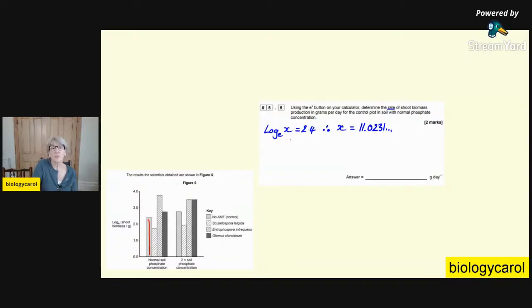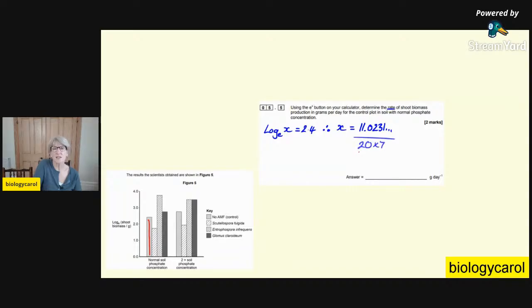So if you put 2.4 and then press E to the power X in your calculator, you will get this number. Notice I haven't bothered putting all the places in. I haven't rounded up or down, because I'm holding this number in my calculator. So this is the number of grams that the plant grew by. So we've got to work it out in rates per day.